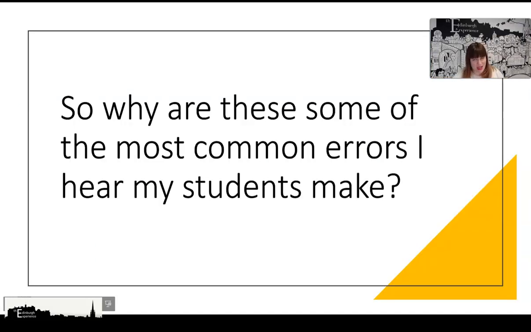So if this is basic grammar, guys, here's the question. Why are these the most common errors that I hear my students produce? And I'm including my C2 level proficiency students in this, yeah? Not just my beginners. Why is it that every level of student still makes errors with these basic grammar problems?